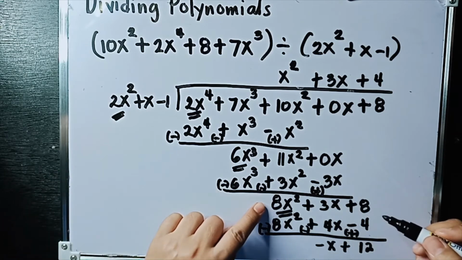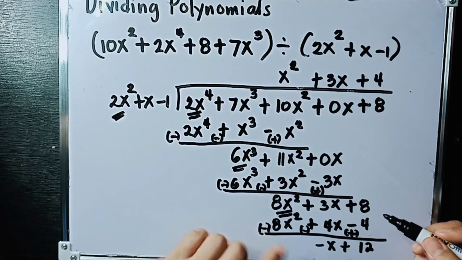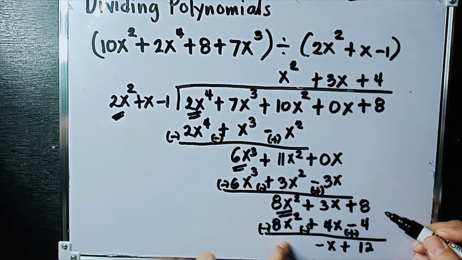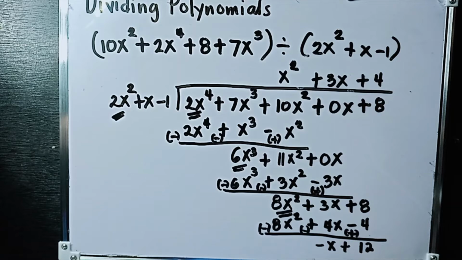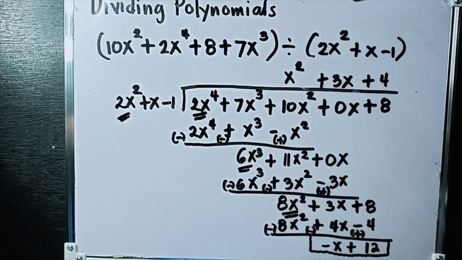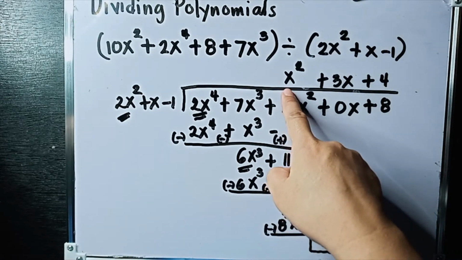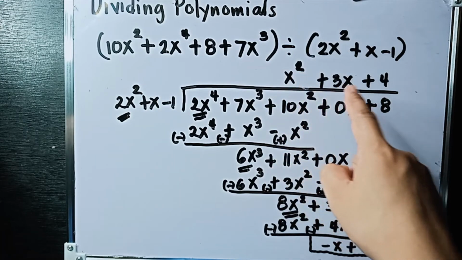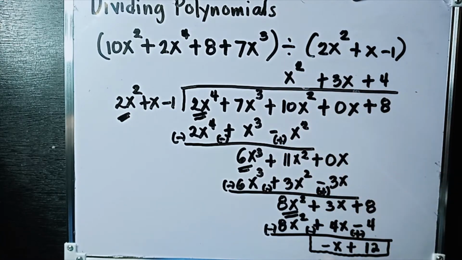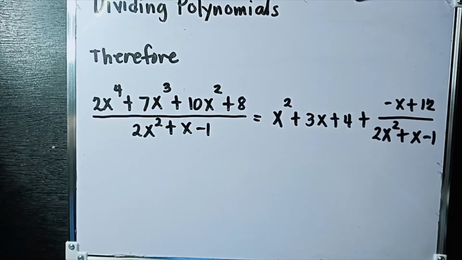And we have here 8x squared minus 8x squared is 0. So we don't place 0 here anymore. So this is now the remainder. This is the remainder. So remember that our quotient is x squared plus 3x plus 4. And our remainder is negative x plus 12.